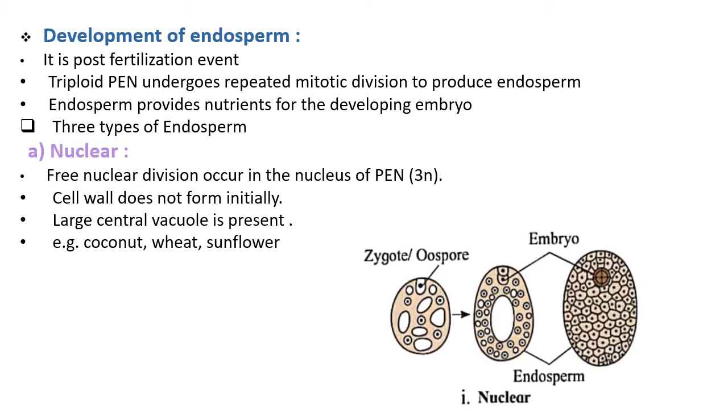So, in this way, initially, in nuclear type of endosperm, only nuclei are formed, and after the formation of nuclei, cell wall is developed around each nucleus. So this type of development of endosperm is called nuclear endosperm. The common examples of nuclear endosperm are coconut, wheat and sunflower.